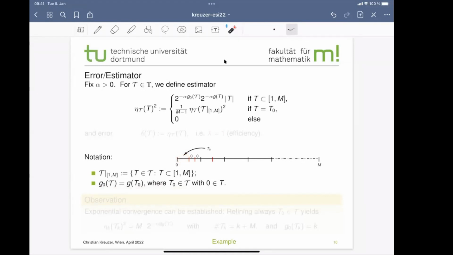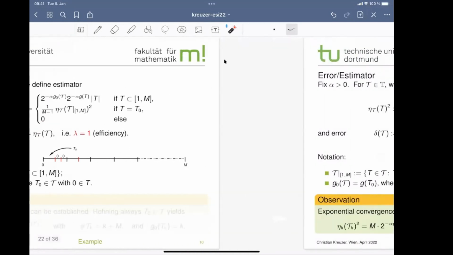If I take the element that contains 0, I define the error indicator just by 1 over m minus 1 times the accumulated indicator on this whole interval here. And on all other elements, so these two, for example, I just define the error indicator to be 0. Okay, so first observation: the error is then defined to just equal the error estimator. And in this situation, we have, of course, efficiency with constant 1.